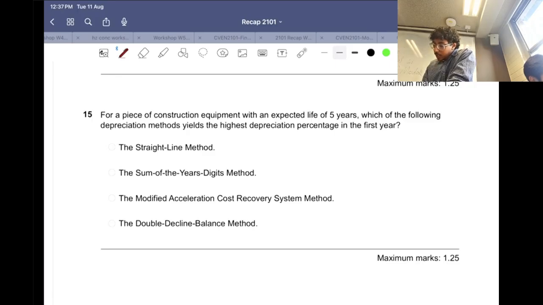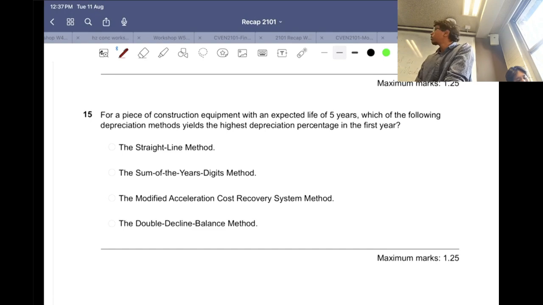For a piece of construction equipment with an expected life of 5 years, which of the following depreciation methods yields the highest depreciation percentage in the first year? What do we think? So for these types of questions, if you have done practice on these 4 methods, you slowly recognize which one's which. So for example, in the first few years, the double declining balance method would be the most depreciation lost.